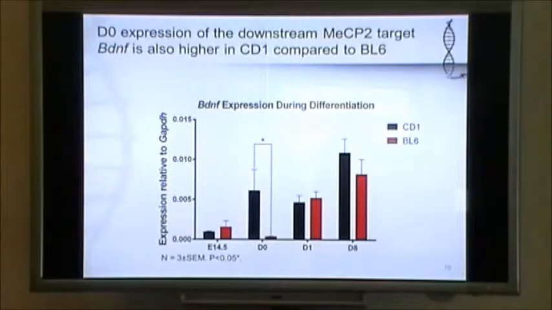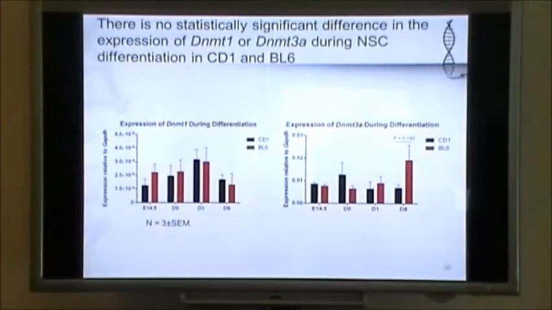After looking at this, I moved on to the DNA methylation related genes, expecting to see some differences. However, we determined that there was no statistically significant difference in the expression of DNMT1 and 3A at any of these time points. I also looked at DNMT3B, but did not detect any amplification in this system.